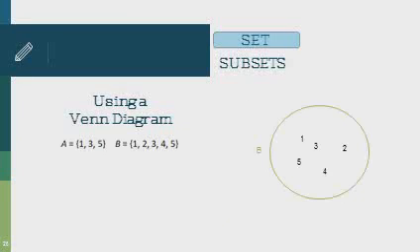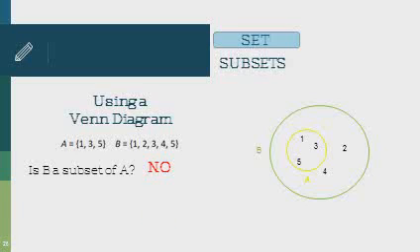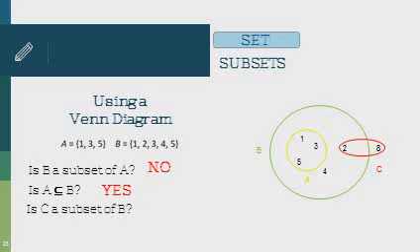Using a Venn diagram, we write all the elements of our base set: 1, 2, 3, 4, 5. Is B a subset of A? No, because B is bigger compared to A. Therefore, A is a subset of B. How about 2 and 8? Is C a subset of B? No, because 8 is not a member of B.